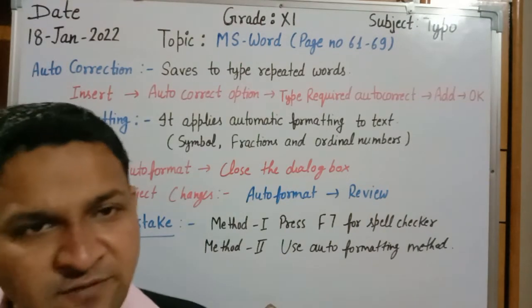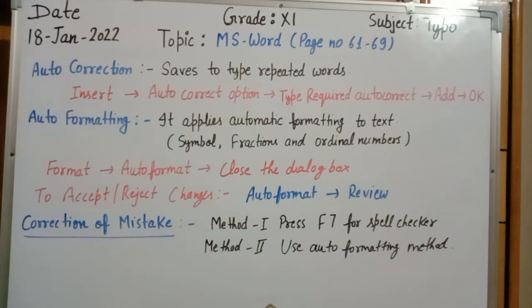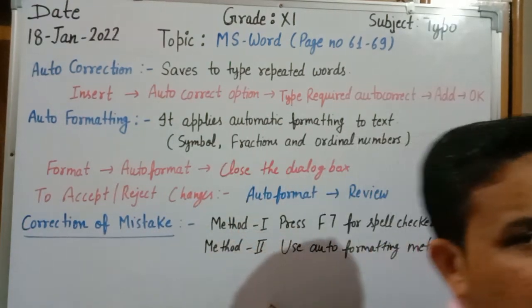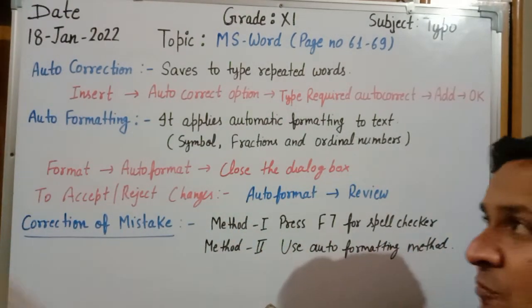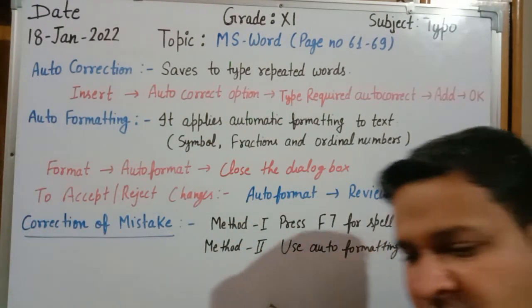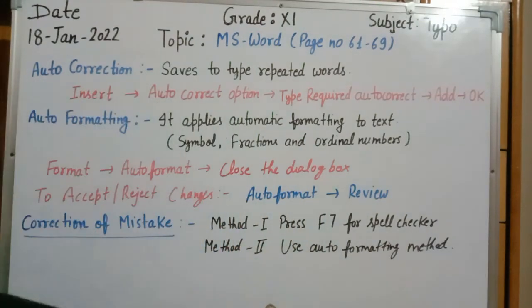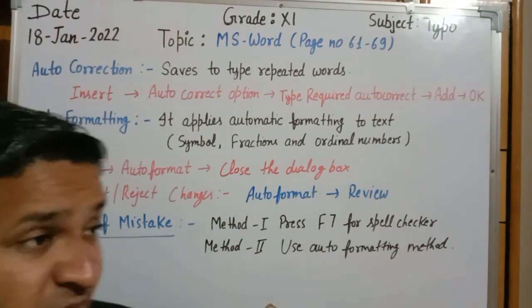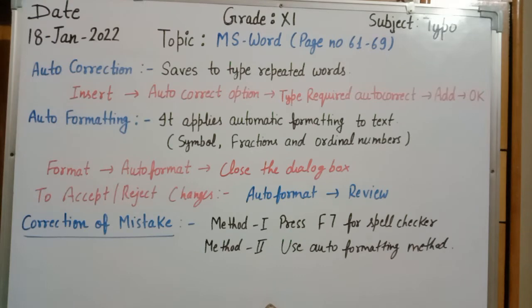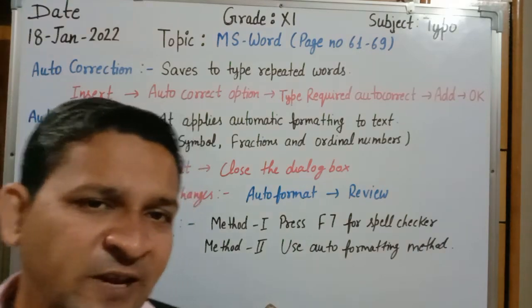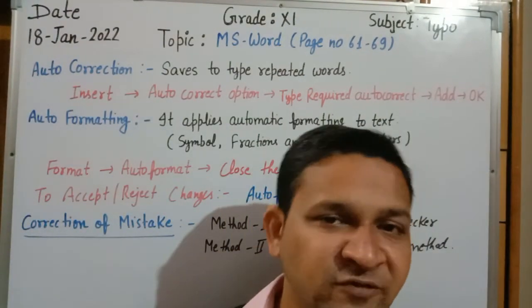So, in today's session, we are continuing with the next topic of chapter 6, MS Word. We are continuing from page number 61 to 69. On page number 61, the next topic is the auto correction option. In auto correction, the correction will be performed automatically. We need not type the complete word.